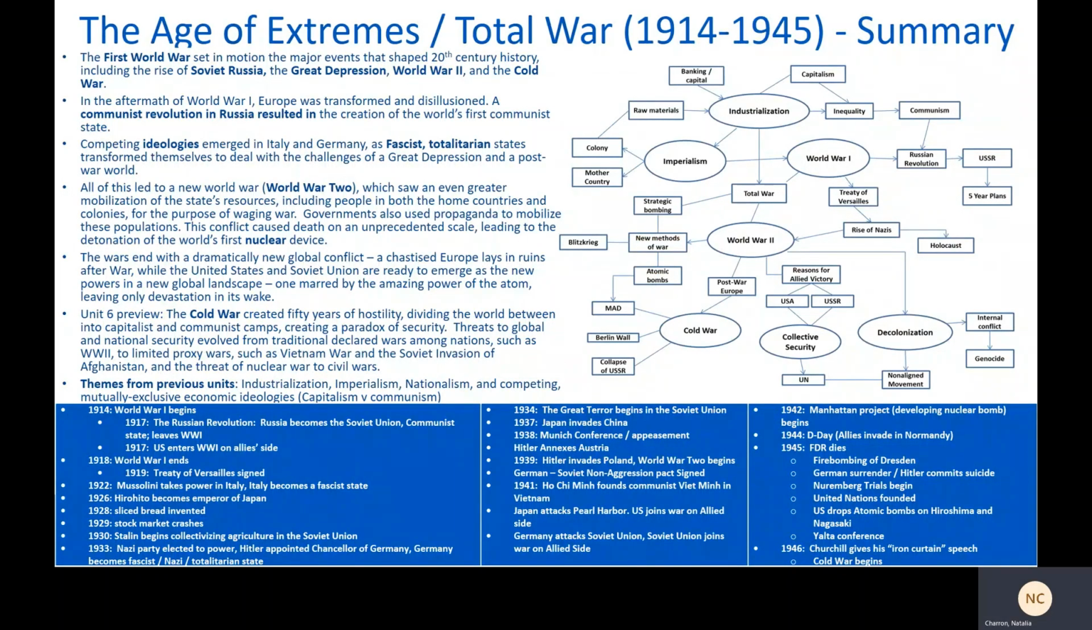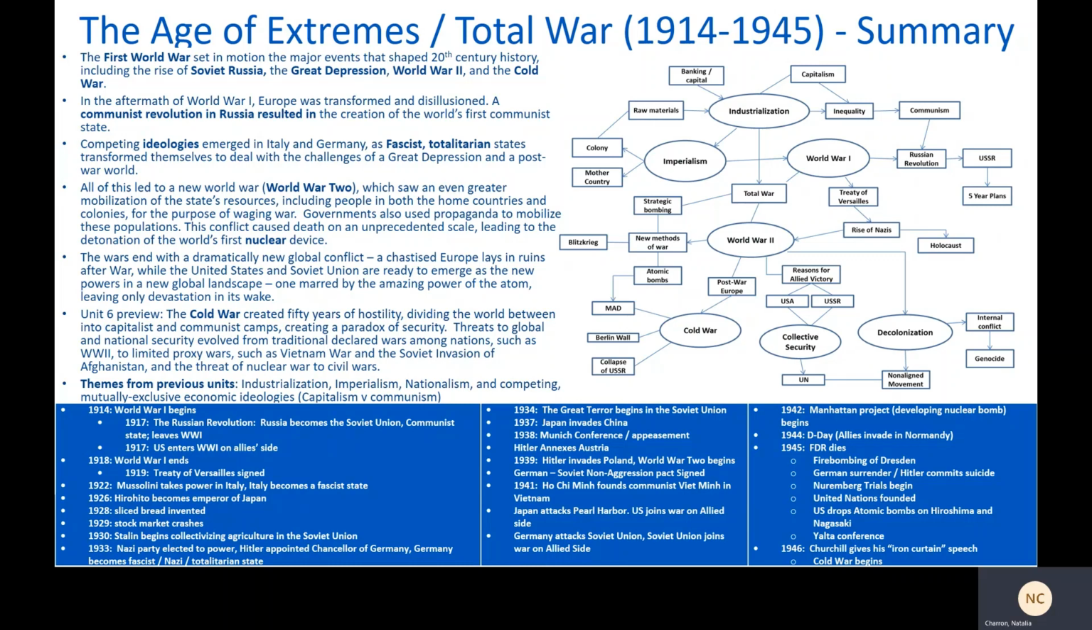The First World War set in motion the major events that shaped 20th century history, including the rise of Soviet Russia, the world's first communist state, the Great Depression, which gripped the world, not just the United States, World War II, and the Cold War that followed it. And so in this unit, we're going to trace those causes and effects and really look at all of these concepts to get a good understanding of what they mean.